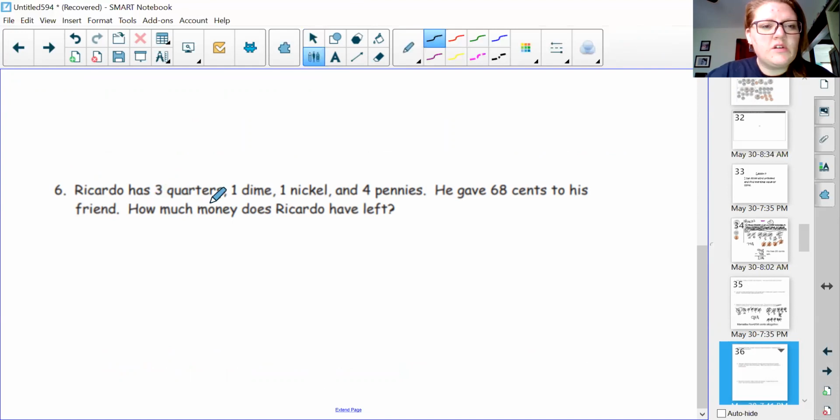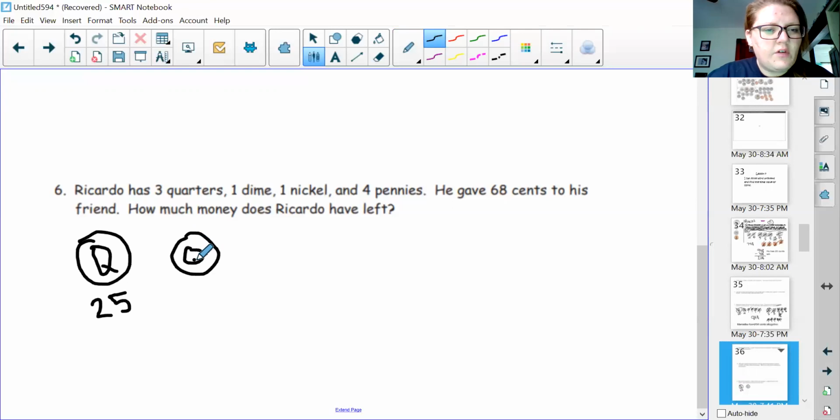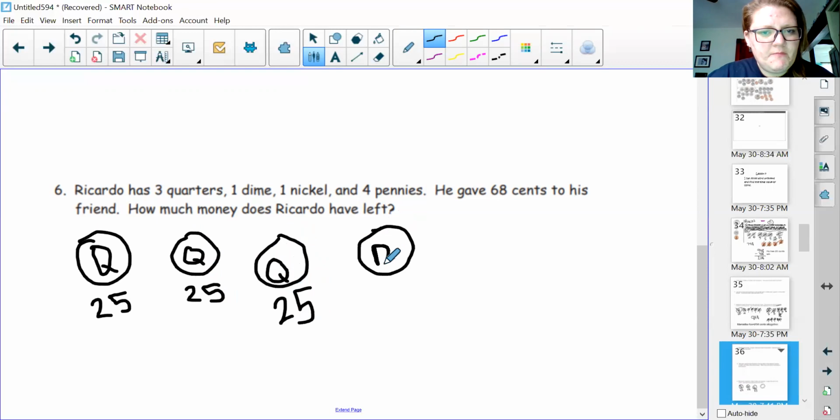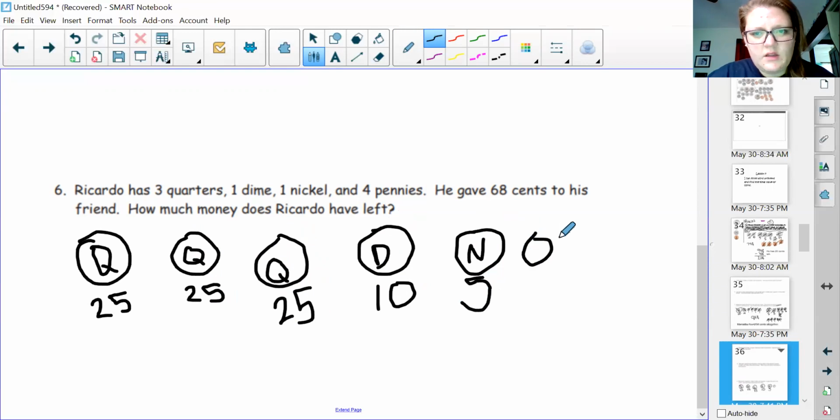So he has 3 quarters, 1 dime, 1 nickel, and 4 pennies. Let's go ahead and draw that out. We have our quarter, that's 25. Another quarter for another 25 cents. And then a third quarter for another 25 cents. He has 1 dime for 10 cents, 1 nickel for 5 cents, and then 4 pennies. 1, 2, 3, 4 pennies that all equal 1 cent each. Okay.